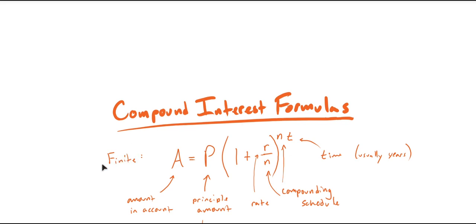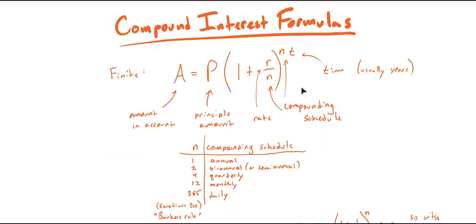This is called a finite compounding schedule. What we are doing is picking a number of times per year to compound. If we do it once per year, n is 1, and that's annual. N is 2 goes along with biannual or semi-annual, whichever you'd prefer. 4 is quarterly, 12 is monthly, and 365 is daily, although you will find some sources still treating this as 360, the so-called banker's rule. This was done to simplify the calculations when these kinds of calculations were done by hand.